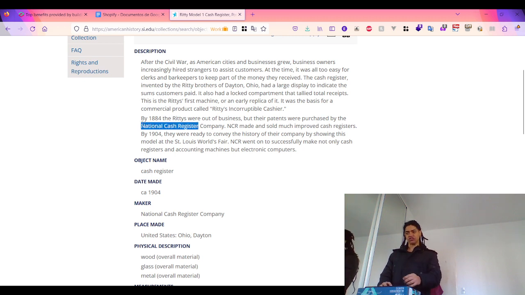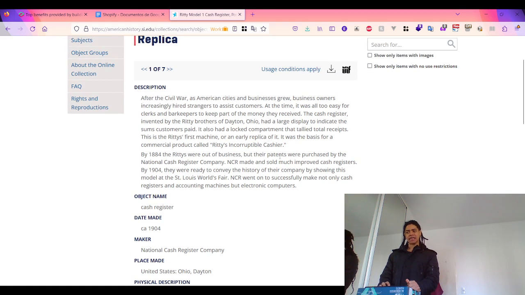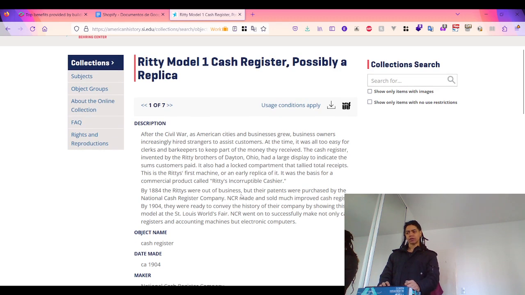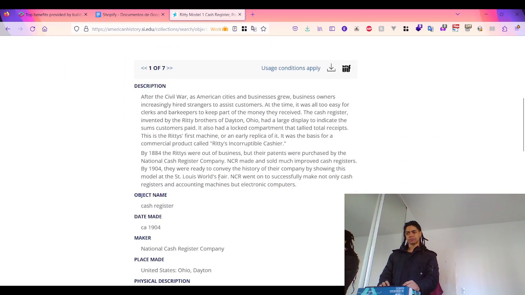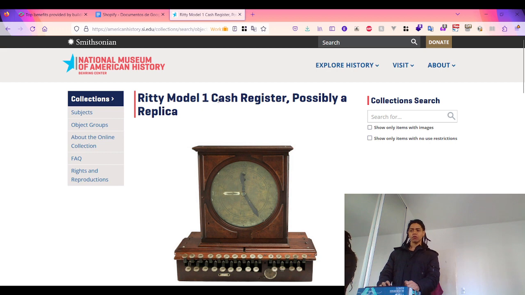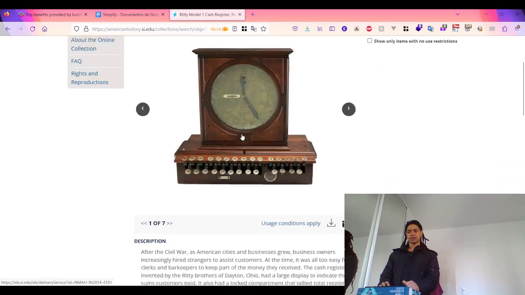Something very important to understand here: by 1884, the Ritty brothers were out of business, but their patents were purchased by the National Cash Register Company. NCR made and sold much improved cash registers, and by 1904, they were ready to convey the history of their company by showing this model at the St. Louis World's Fair. Allegedly, this is an image of it, the Model One cash register, possibly a replica.